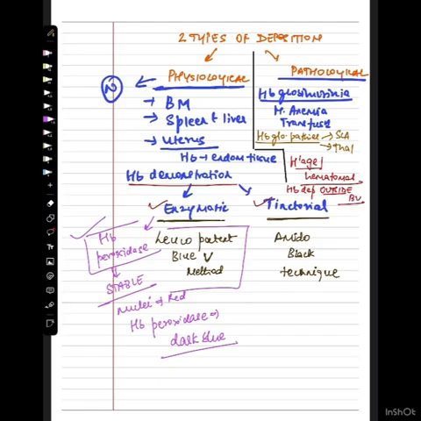The next is the tinctorial method. In the tinctorial method, you basically stain the Hb with specific dyes. Now in that you have the amido black technique for staining the Hb.